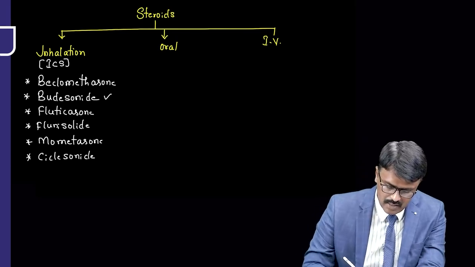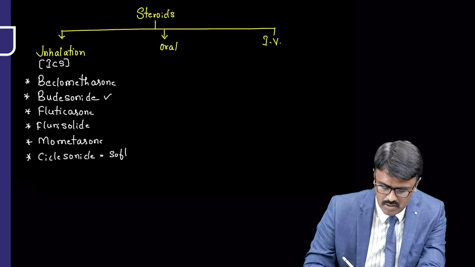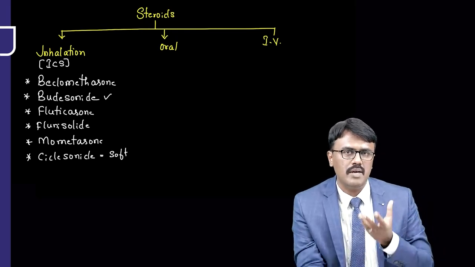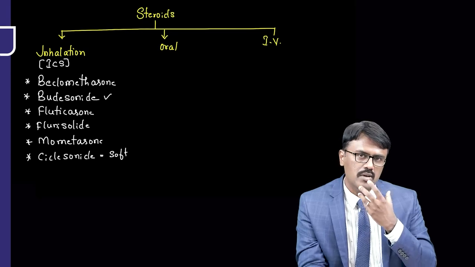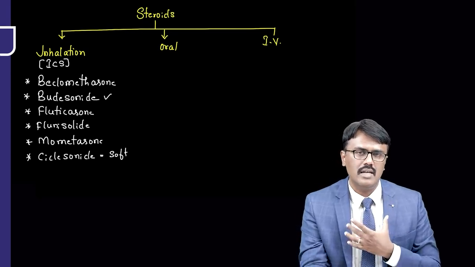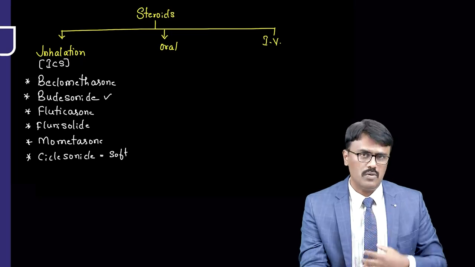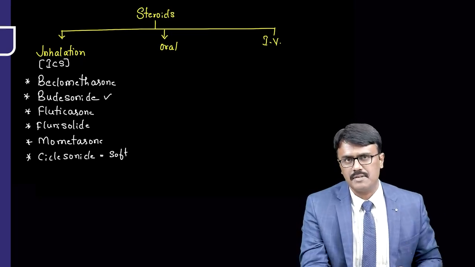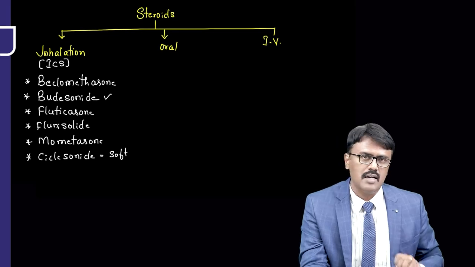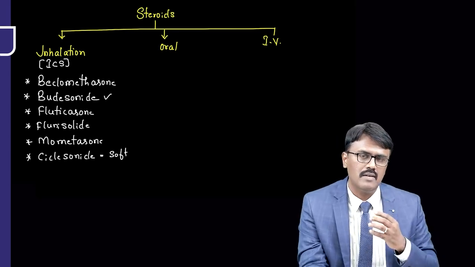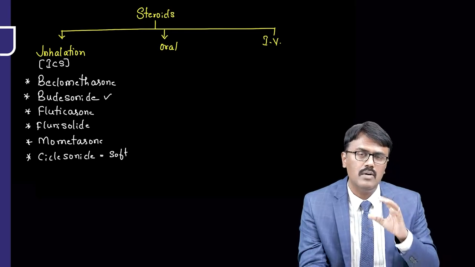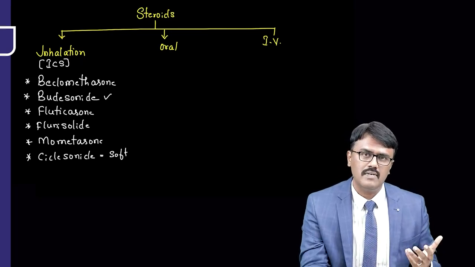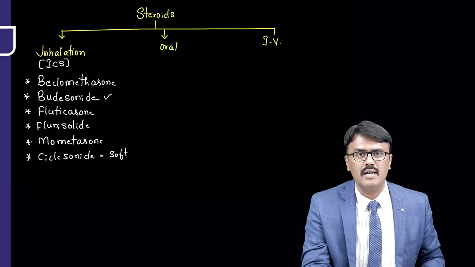Now this ciclesonide is also called a soft steroid. So what do you mean by soft steroid? We tell the patient to take it by inhalation. When it is taken through the inhalation route, many a time they reach the lung. Many a time they are also swallowed. When they are swallowed, they are absorbed systemically and can cause adverse effects. The advantage of ciclesonide is that when you inhale it, it is a prodrug activated only by the esterases in the lung. Even if it is swallowed, it is not activated and will not get systemically absorbed.